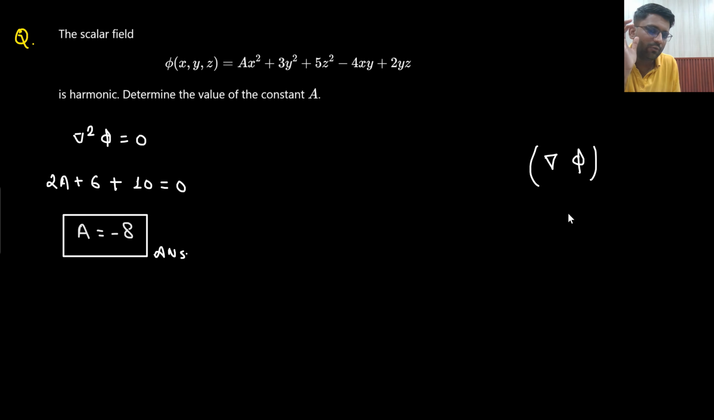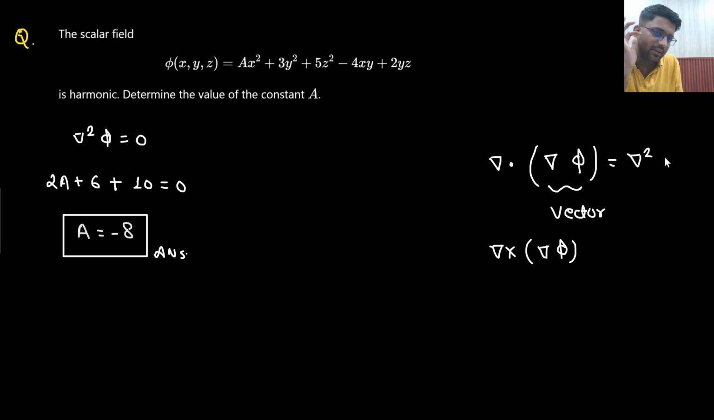Once you have calculated the gradient, what are you getting? This will be a vector quantity. Now if I am having a vector quantity and I need to apply the del operator, then I can do two things. Either I can do the dot product or I can do the cross product. If I do the dot product, what am I getting? Del square phi. If I do the cross product, this answer will come out to be 0. That we will see in the next slide.